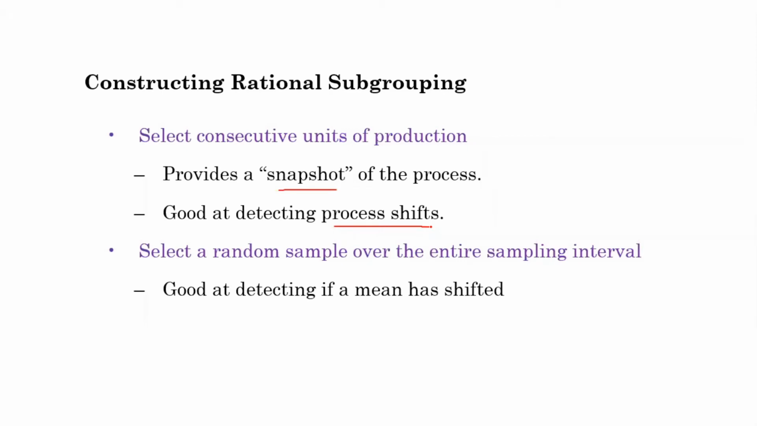So these are just 2 tips in order to have rational subgroup. Either you could collect consecutive units from the production, or you could take a random sample over a certain period interval.